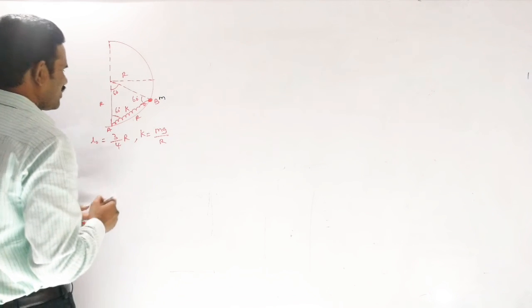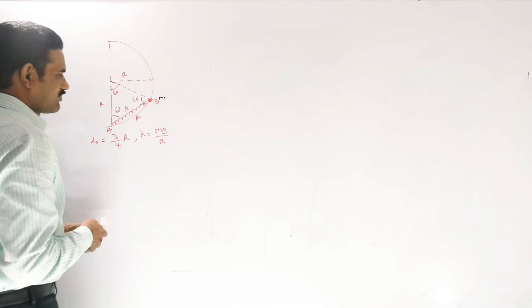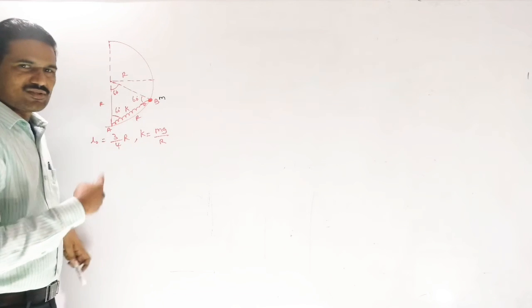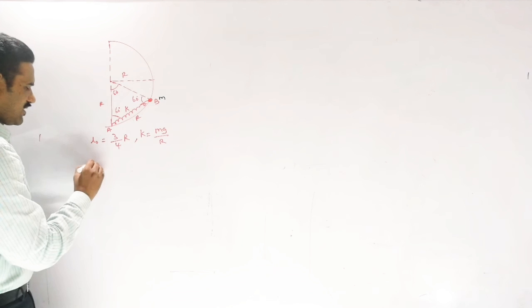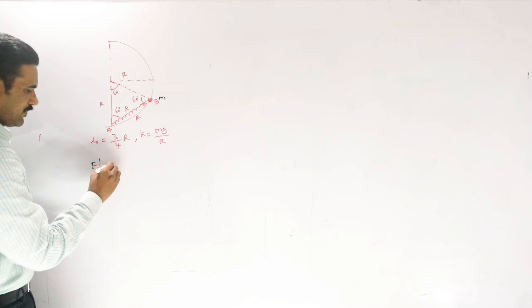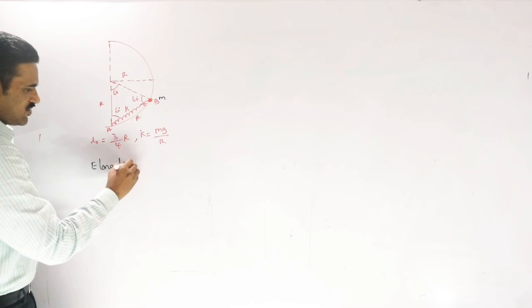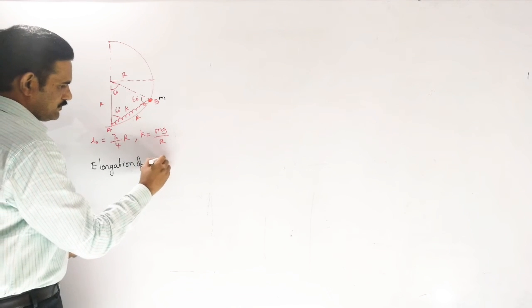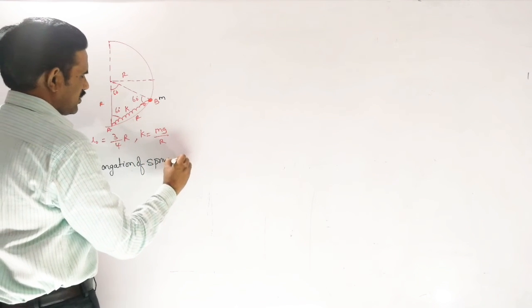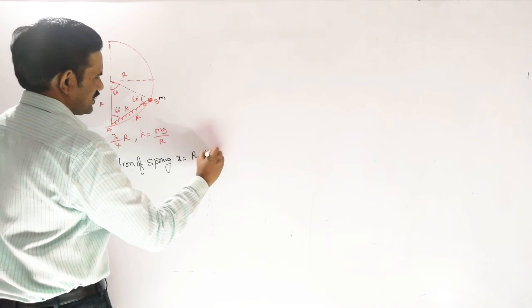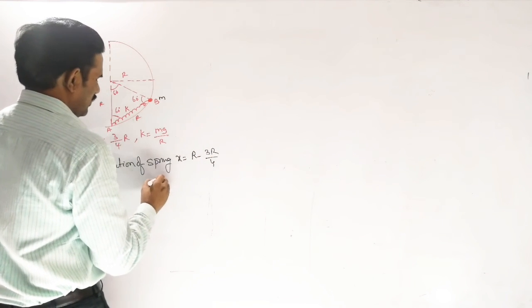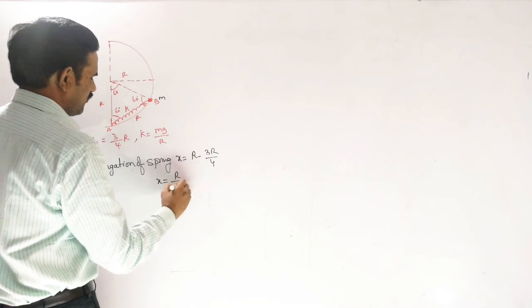Then the elongation of the spring, similar to our previous problem, is the final length minus the natural length of the spring. So the elongation of the spring x is equal to r minus 3r by 4. Therefore, x is equal to r by 4.